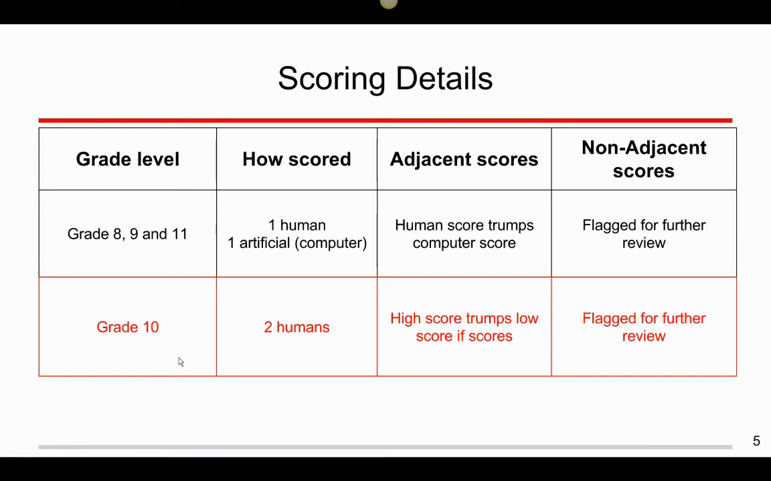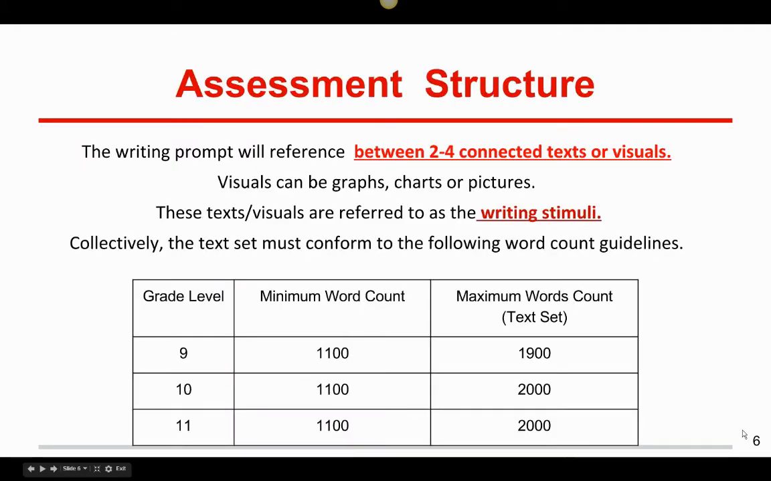In grade 10, because it is a graduation requirement and the score is going to be part of their FSA total score, 2 humans are scoring it. And the same thing for adjacent scores. If they are side-by-side scores, a 5 and a 6, then the high score will win. And if the scores are not adjacent, it goes on to further review.